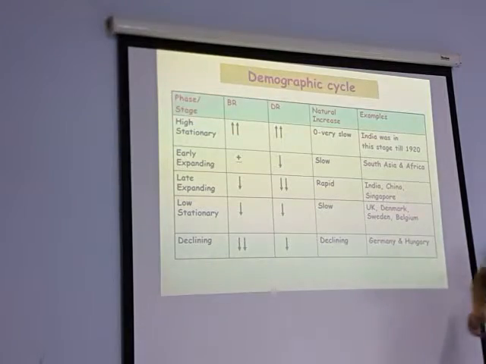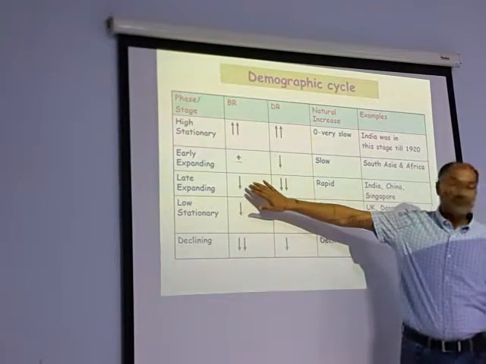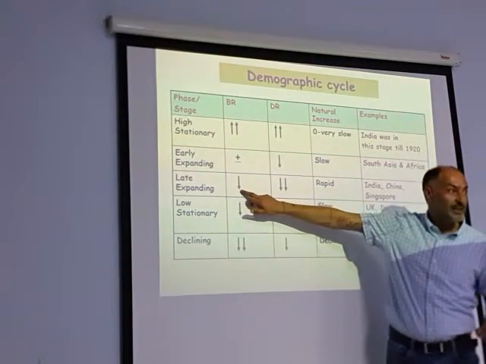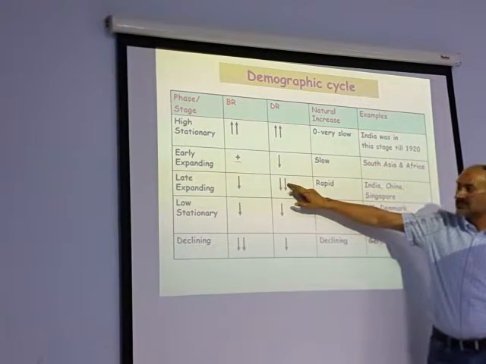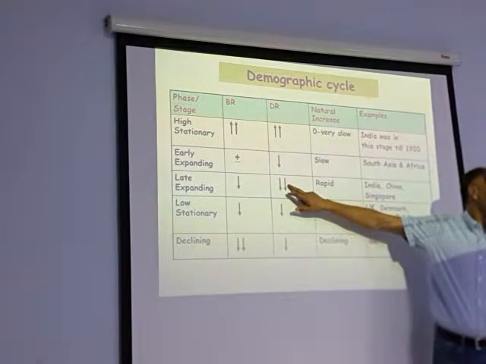Another stage is called late expanding. In late expanding, you see there is one arrow that is decreasing, but the death rate is decreasing very much.